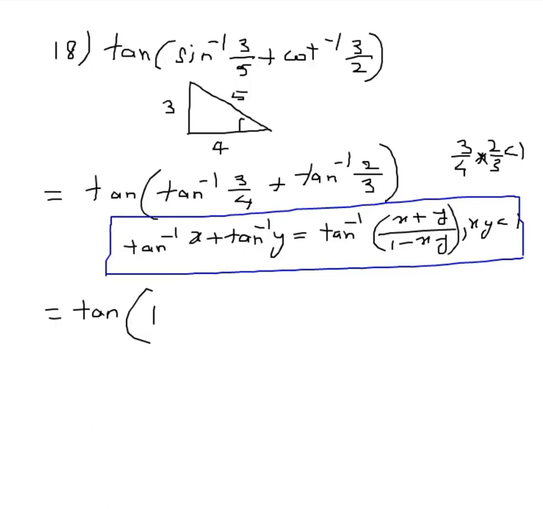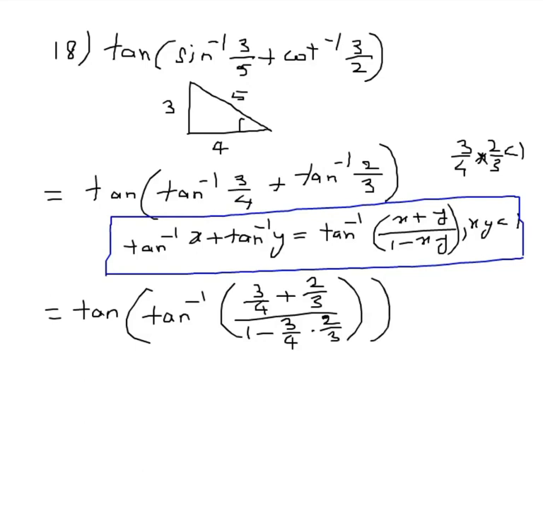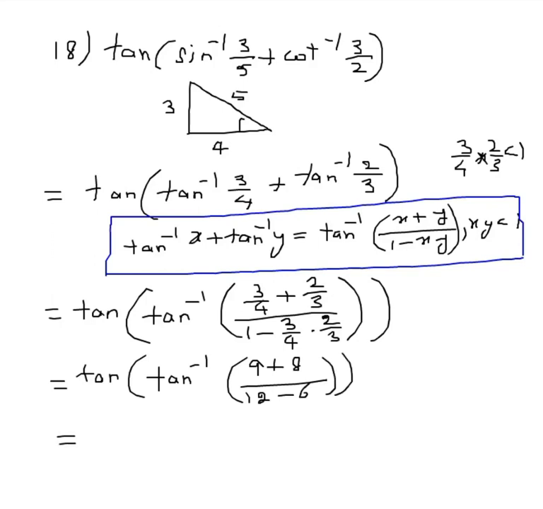Tan of tan inverse of 3 by 4 plus 2 by 3 divided by 1 minus 3 by 4 into 2 by 3. Let us simplify this expression by taking LCM. 9 plus 8 over 12 minus 6. I have cancelled the LCMs. Tan and tan inverse also could be cancelled. Therefore, the answer is 17/6.